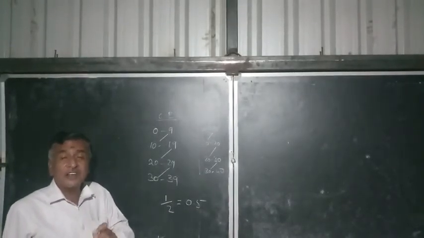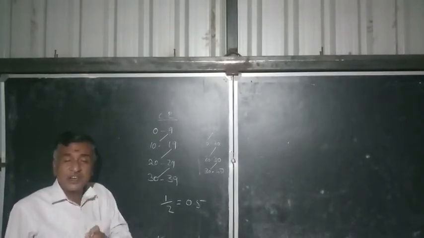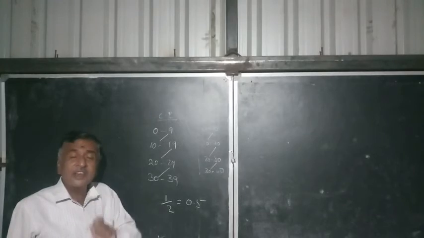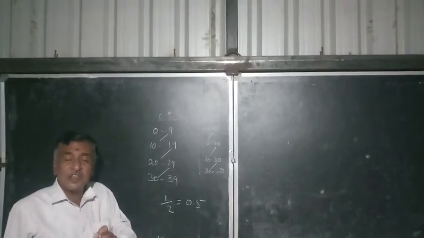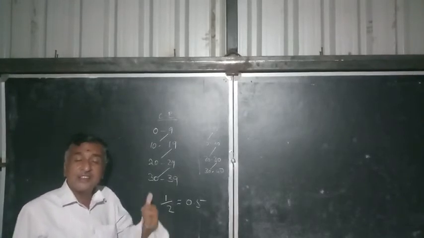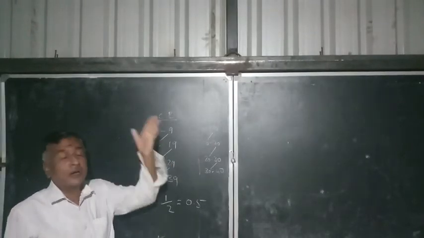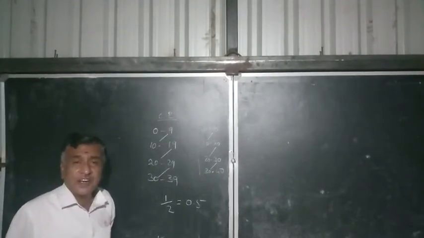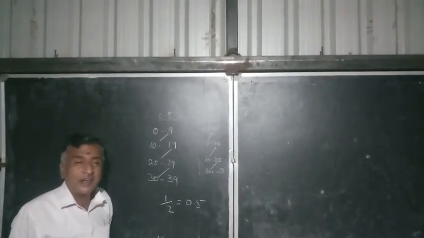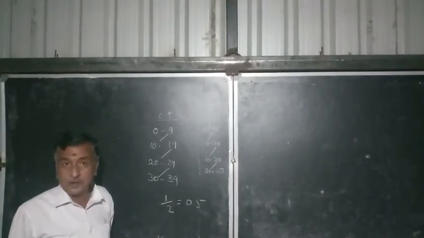This correction factor has to be adjusted. If at all you want to convert the given inclusive series into exclusive, you have to adjust the correction factor. The correction factor is deducted from the lower limit and added to the upper limit. Correction factor na lower limit ಇಂದ ಲೆಸ್ ಮಾಡಿ ಅಪ್ಪರ್ ಲಿಮಿಟ್ ಗೆ ಆಡ್ ಮಾಡಿದ್ರೆ ಇನ್ಕ್ಲೂಸಿವ್ ಸೀರೀಸ್ ಹೋಗಿ ಎಕ್ಸ್ಕ್ಲೂಸಿವ್ ಸೀರೀಸ್ ಆಗಿಬಿಡುತ್ತೆ. ಕ್ಯಾನ್ ಯು ಏಬಲ್ ಟು ಫಾಲೋ?